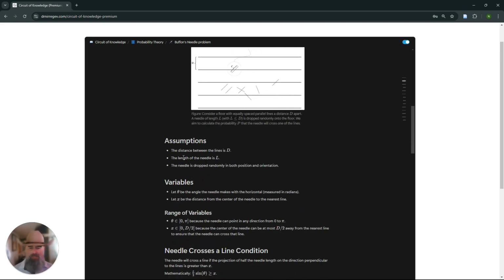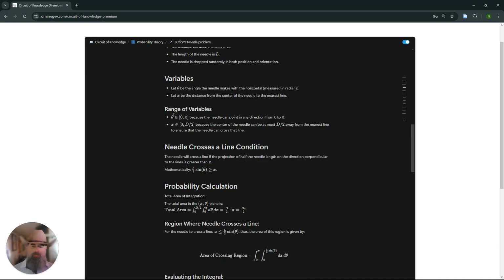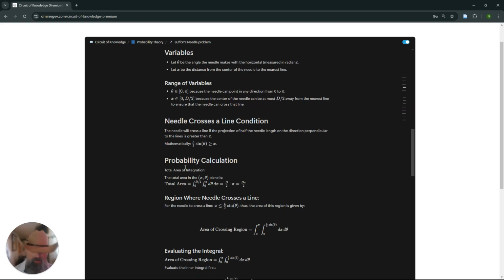Okay, so assumptions. The distance between the lines is D, like I said, the length is L, and the needle is dropped randomly in both position and orientation. Orientation means the angle with respect to the XY plane, to the D axis, is theta. The range of the variables: theta is going between 0 and pi, and x is between 0 and D over 2, because the center of the needle can be at most D over 2 meters, let's say, away from the nearest line to ensure that the needle can cross that line.